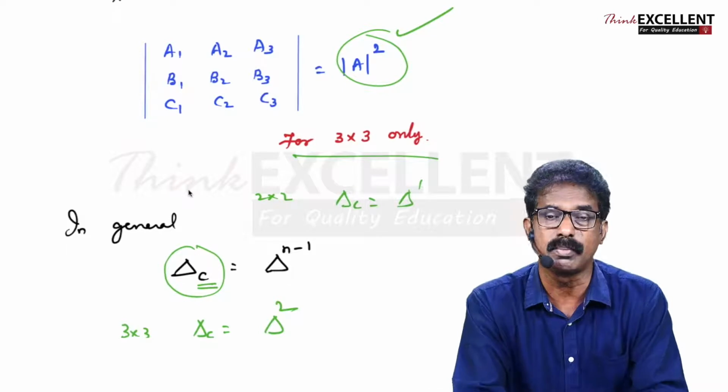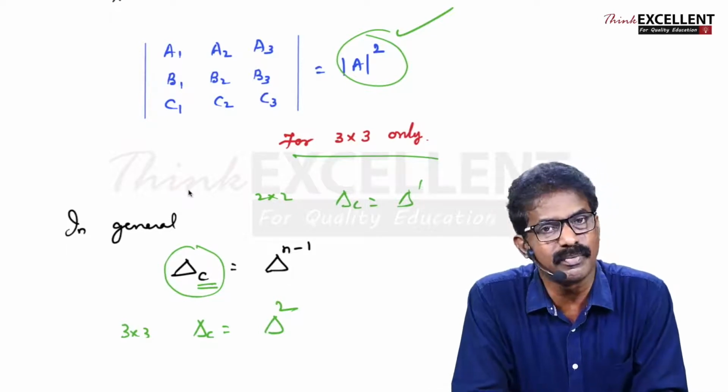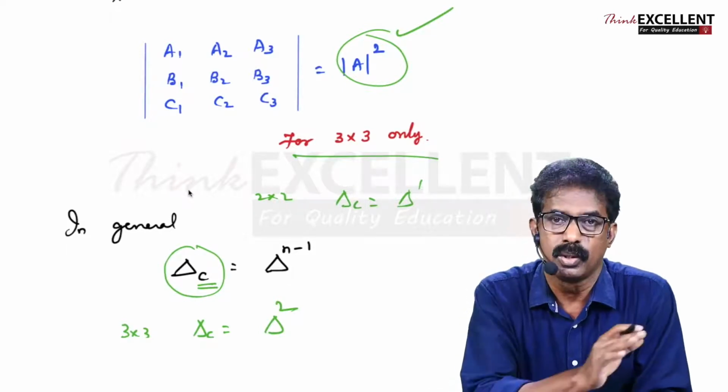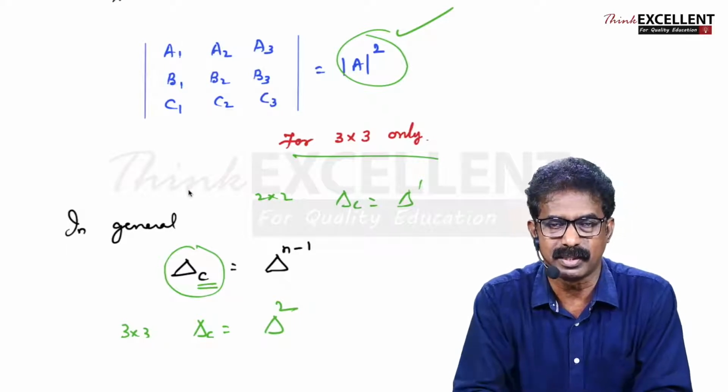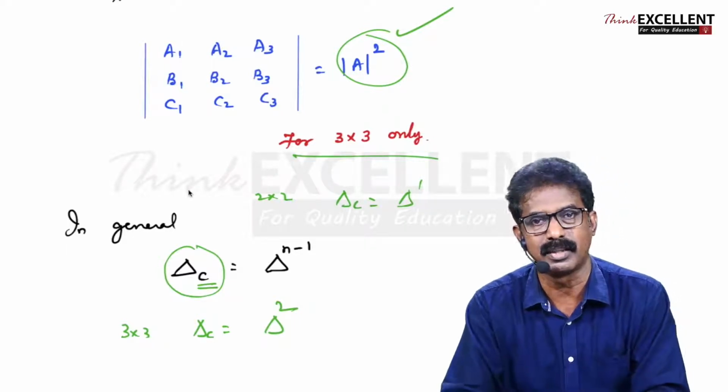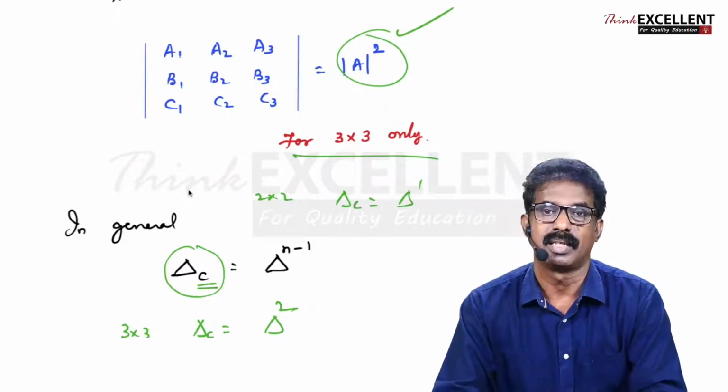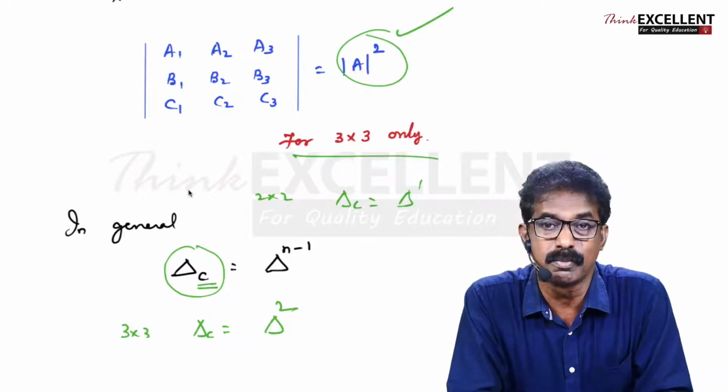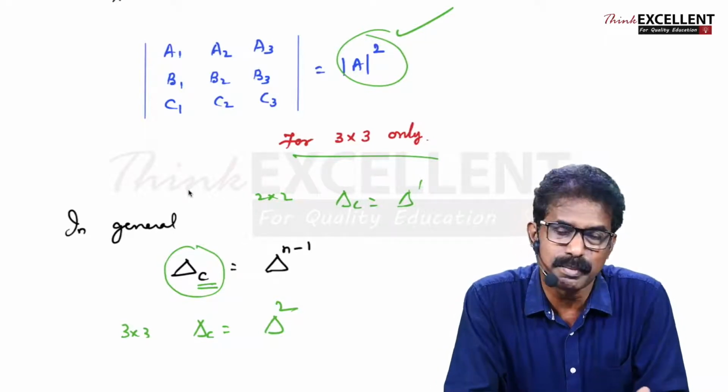Now let us see how to multiply two determinants. All of you know how to multiply two matrices, right? Row by column. First row by first column, first row second column, first row third column, then come to the second row, right? That you studied in 10th standard. How to multiply two matrices. How to multiply two determinants.